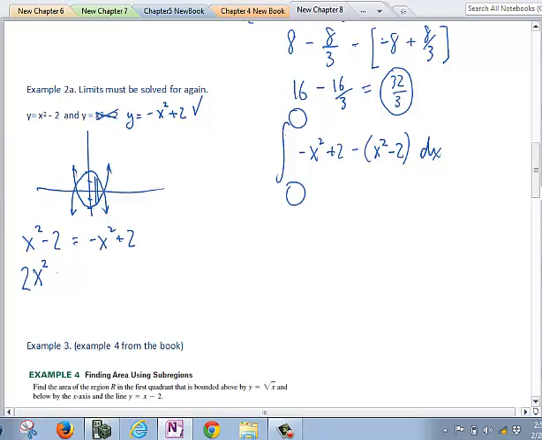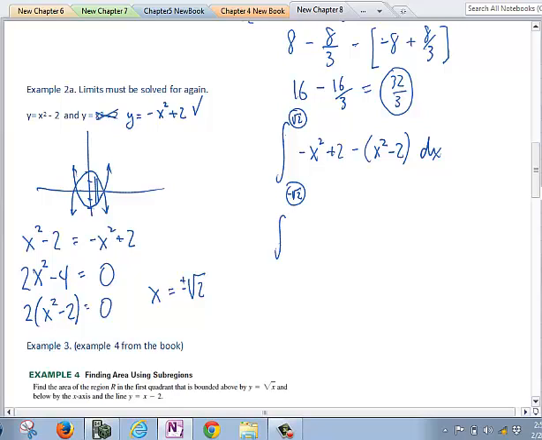We have 2x squared minus 4 is equal to 0. We factor out a 2. We have x squared minus 2 is equal to 0. In this case, we get two solutions. X is equal to plus or minus root 2. So the lower limit is going to be negative root 2. The upper limit is going to be root 2.